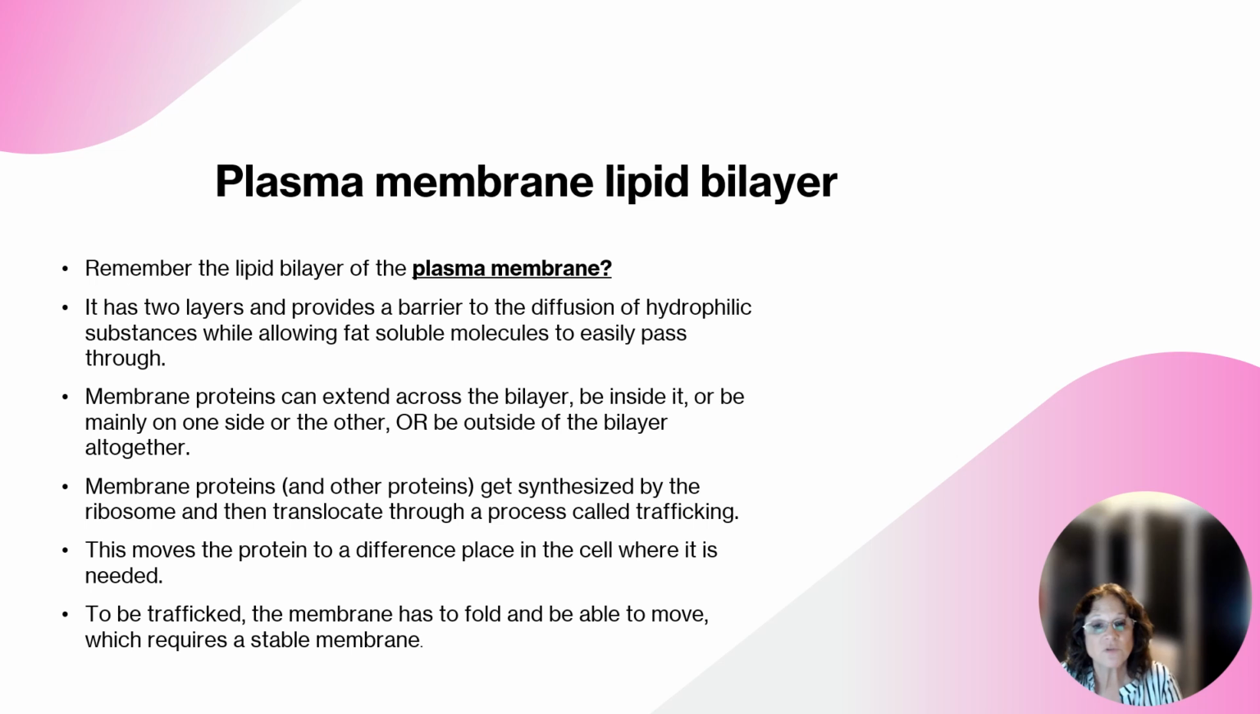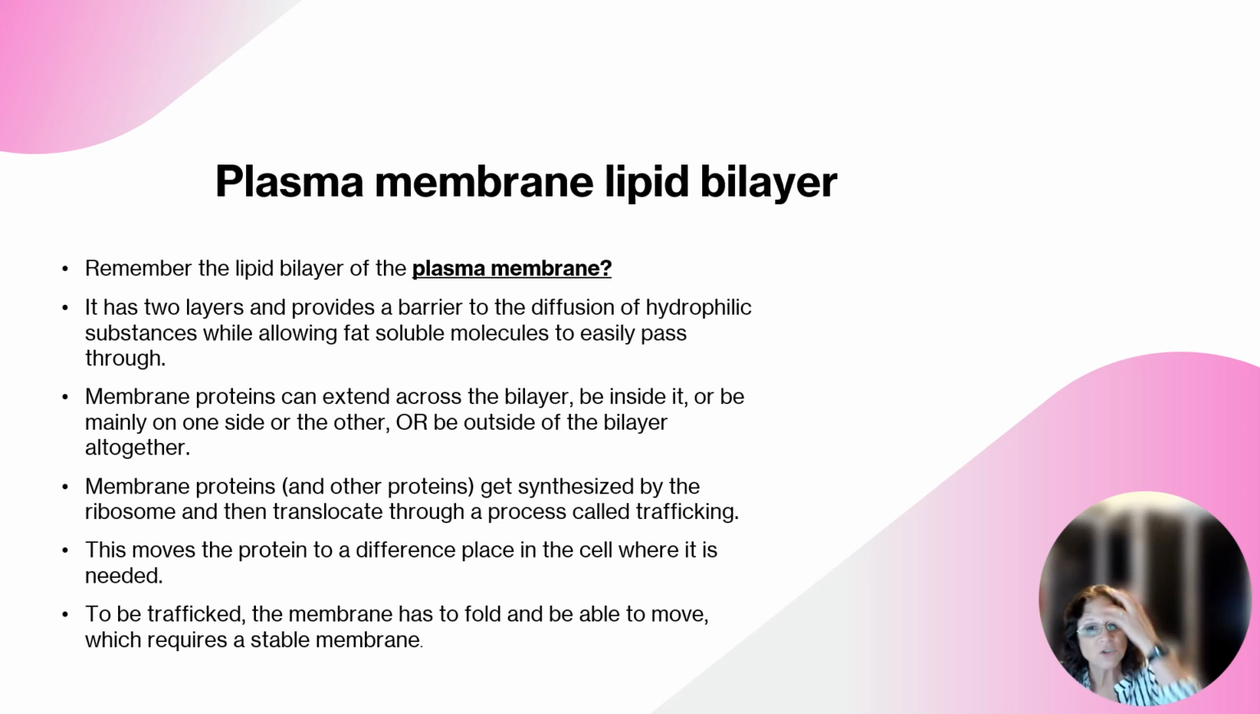These membrane proteins and the other proteins are going to get synthesized by the ribosome and then get translocated through a process that's called trafficking. If you're laughing at that going, oh, it's kind of like human trafficking, kind of. It's trafficking of stuff inside and outside of the cell so that it can get where it needs to go, so it can trigger a process inside of the cell. So that's what happens. The process moves the protein to a different place inside of the cell, wherever it's needed.